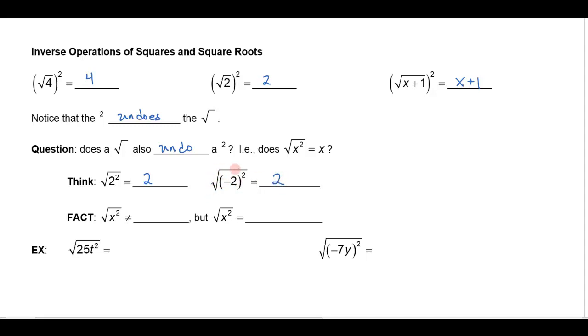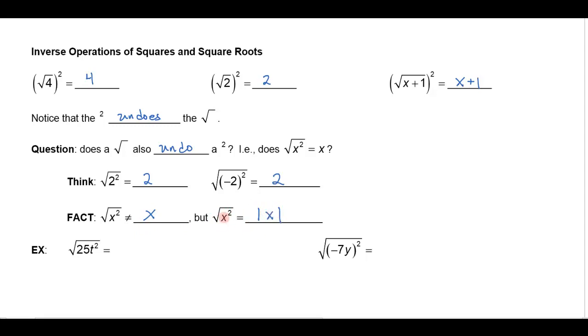So notice that this square root right here doesn't exactly undo that square, because if it did, I would get a negative 2, not a positive 2. But if you square a negative 2, that's 4, and again, the square root of 4 is a positive 2 because the square root symbol always refers to the positive root. All right, so we have to be a little careful here. And the fact is that the square root of x squared doesn't equal x. That's a little tricky. What it does equal, though, is the absolute value of x.